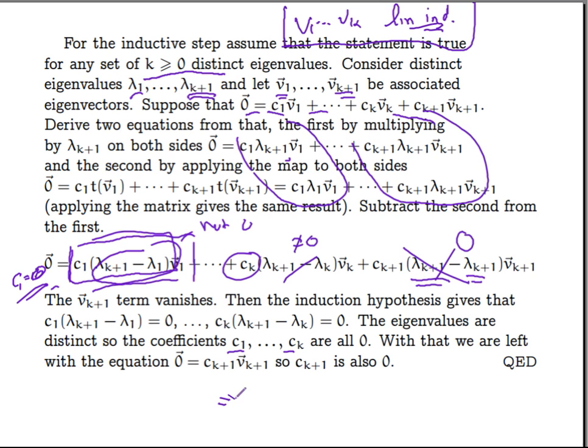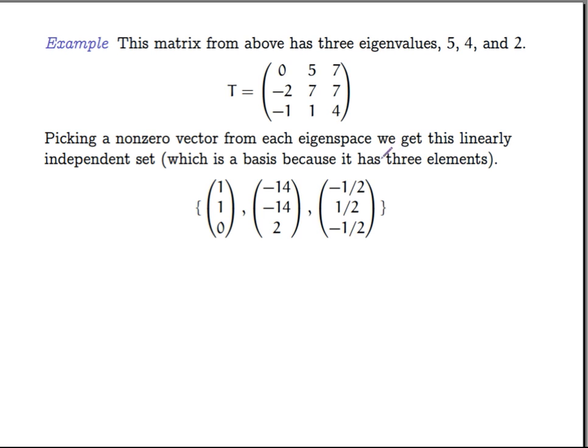Now this has very profound consequences, because if we have 3 distinct eigenvalues for a 3 by 3 matrix, we know that the 3 eigenvectors are linearly independent. Since they're linearly independent and there are 3 of them, they must form a basis for R3. So here we automatically get a basis for the vector space as long as the eigenvalues are distinct.